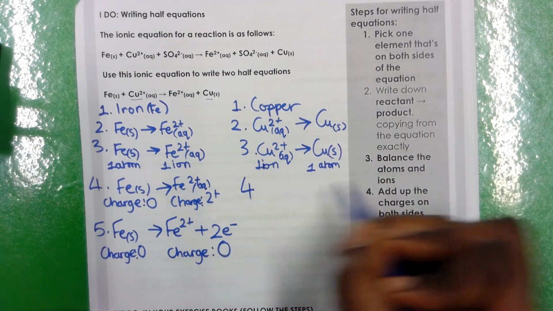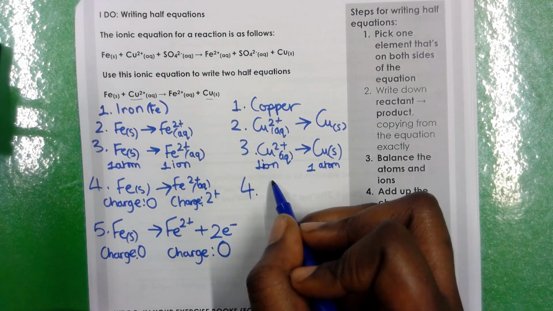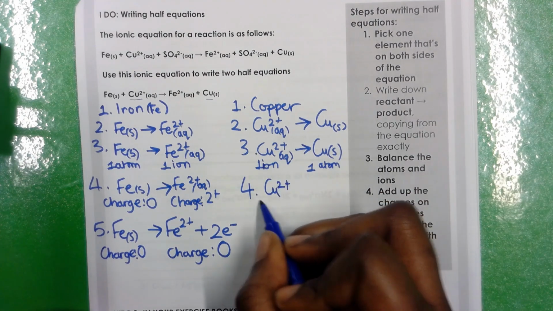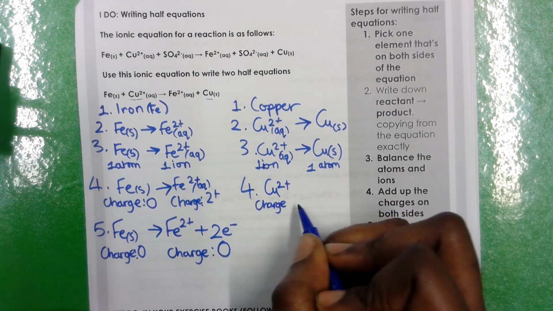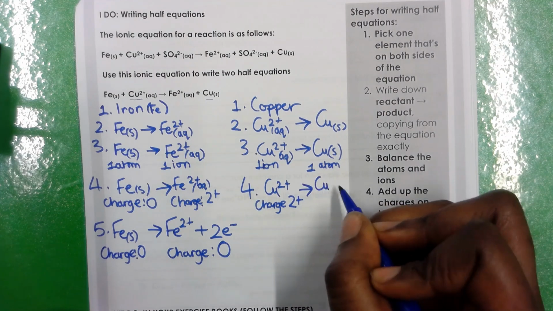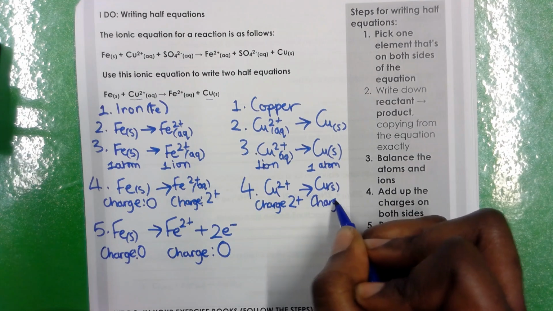Step 4, we're going to balance the charges on that ion on both sides. So we're going to add up the charges. We know we've got a +2 charge here, and here we don't have a charge because it's a neutral atom, so the charge is 0.